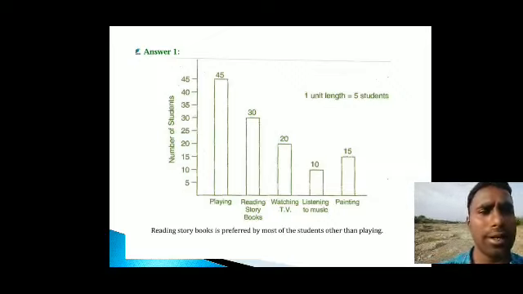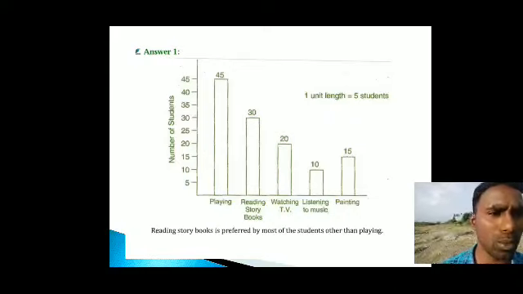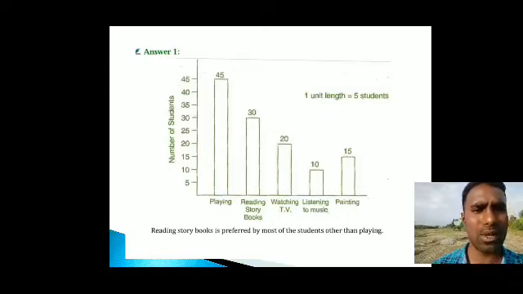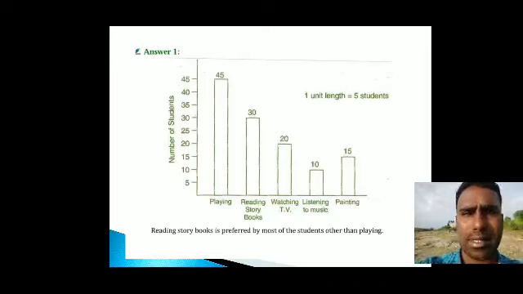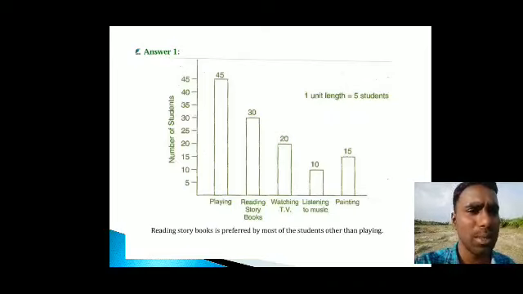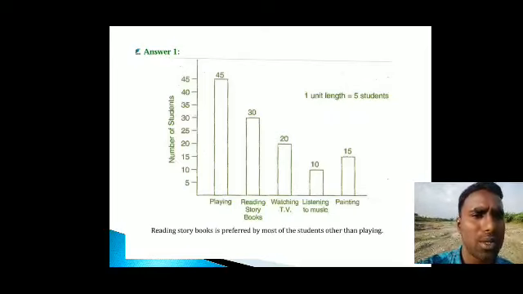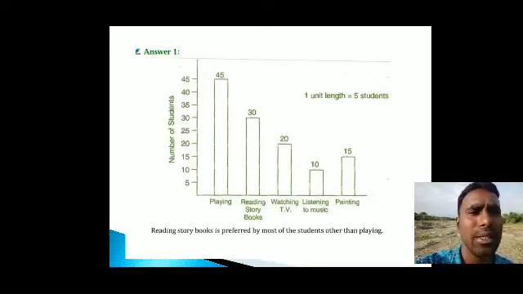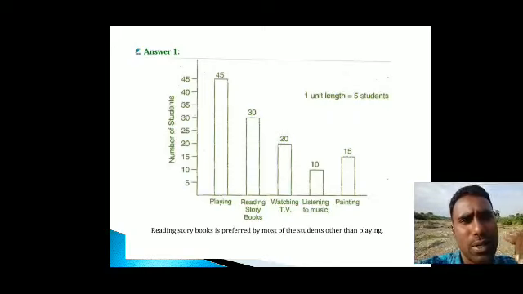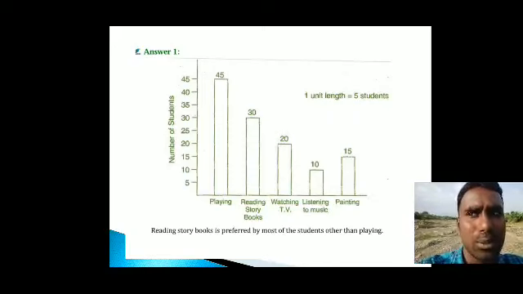And one more thing, in the y-axis, that is number of students. For the number of students you have taken, 1 unit is 5 students. That means 5, 10, 15, 20, 25, 30, 35, 40, 45. Likewise you have to mark it.